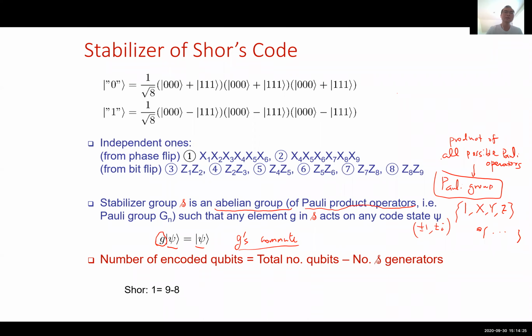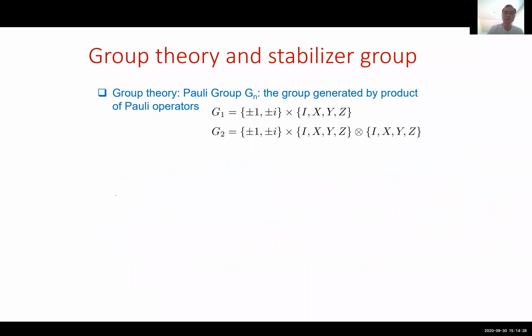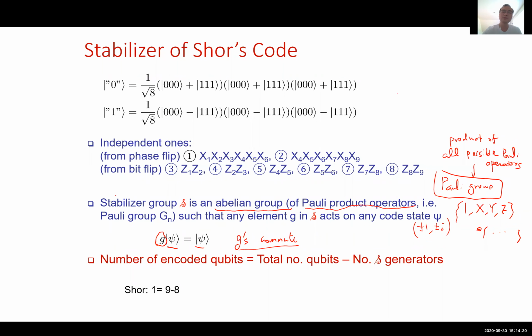And the stabilizer group is a subgroup. Okay, the Pauli group will define a G, and N here basically is the number of qubits. Okay, such that you take the group element, apply it to the state itself, it returns itself. That's called the stabilizer group.